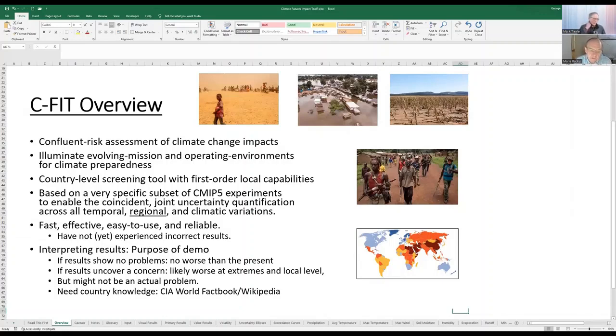So going back, the idea is to look at coincident joint uncertainty quantification across time and regions. Even though it's a country model, the runs were chosen from CMIP because they had all the same variables, so we could compare across all the areas, all the variables, and all their correlations. That also means that they have the full correlation regionally. So if you set up a run and you're looking at a given country, you can simultaneously see what's happening in the country next door.